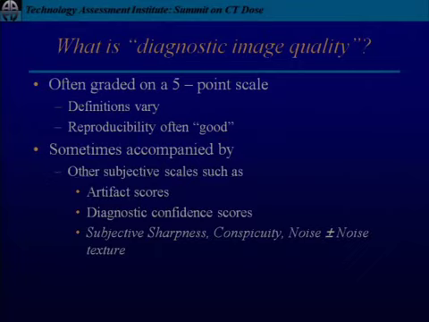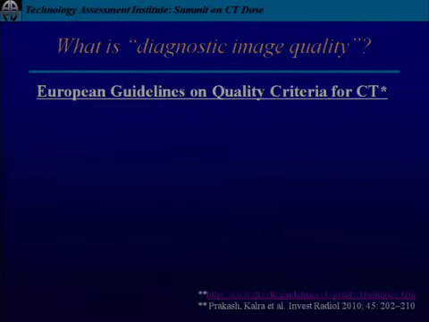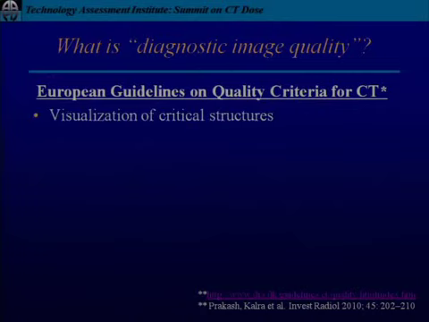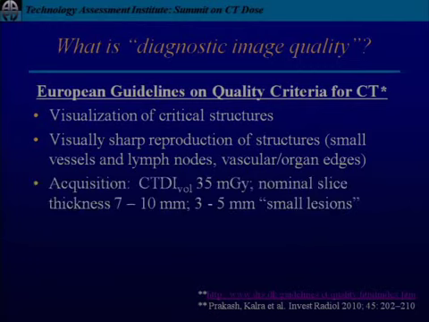And it's sometimes accompanied by subjective scales such as artifact scores, diagnostic confidence scores, conspicuity scores, noise and noise texture scores. Yeah, I've done all that. And objective measurements. You can measure the noise and contrast. You can measure the gradient sharpness across an image. The European guidelines on the quality CT criteria have been a little more specific and are a really useful step forward, where they talk about the visualization of critical structures. Did you get all of the liver? Visually sharp reproduction of small vessels, lymph nodes, and vascular organs. They also have some reference levels and some minimal slice thicknesses.